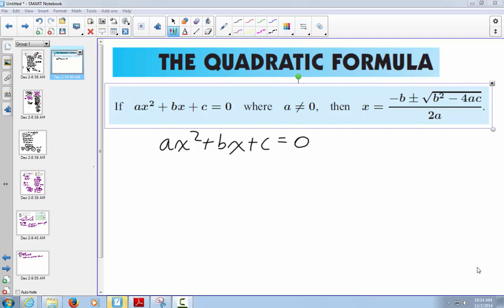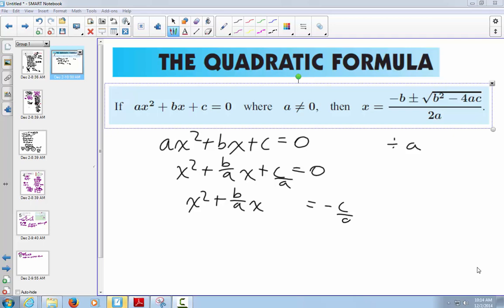Now, we can't have an a in front of the x squared, so we're going to divide everything by a. So that's going to give us x squared plus b over a x plus c over a equals 0. We obviously can't factor this, so we're going to move the c over a to the other side. We get x squared plus b over a x equals negative c over a.